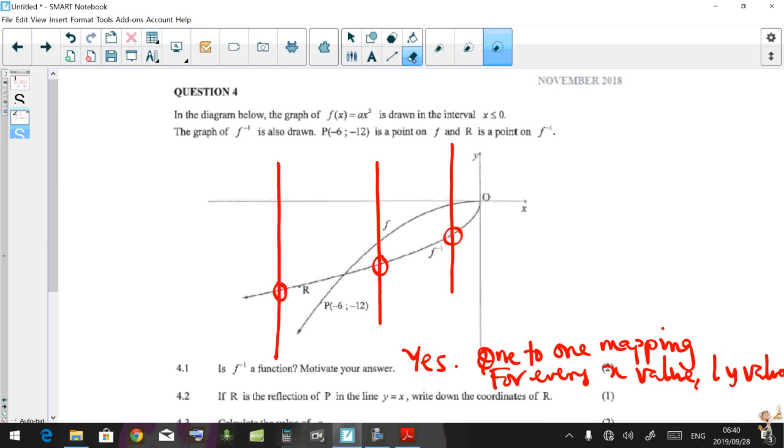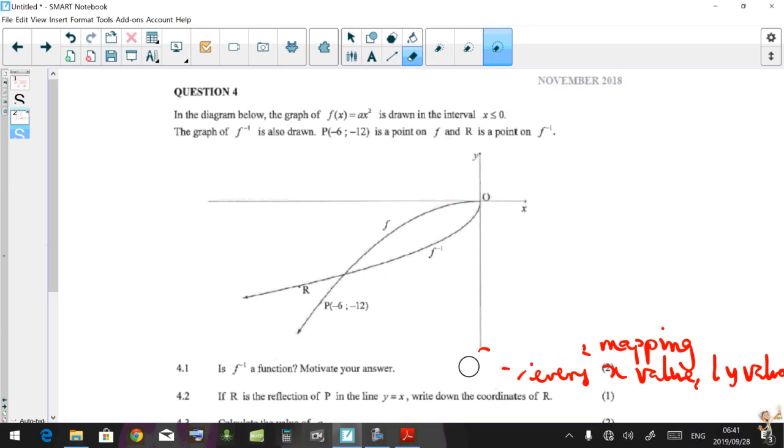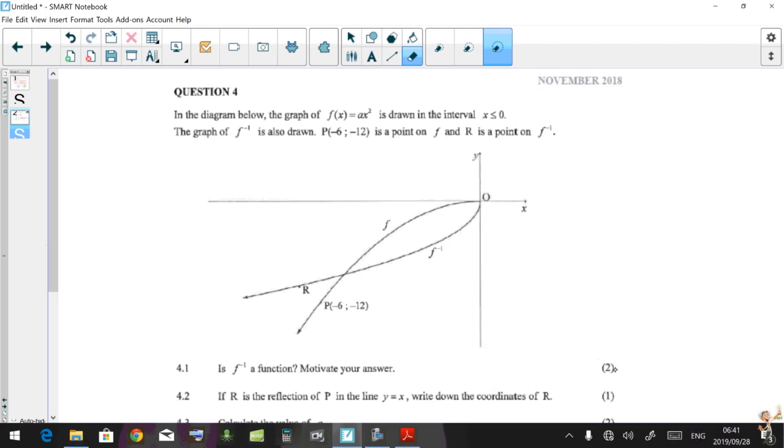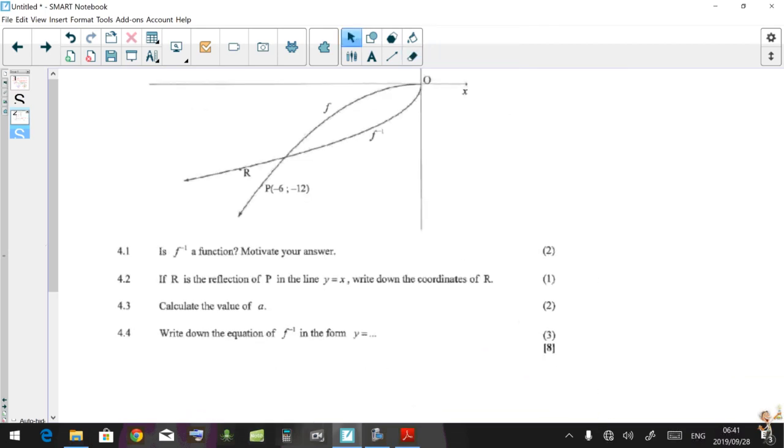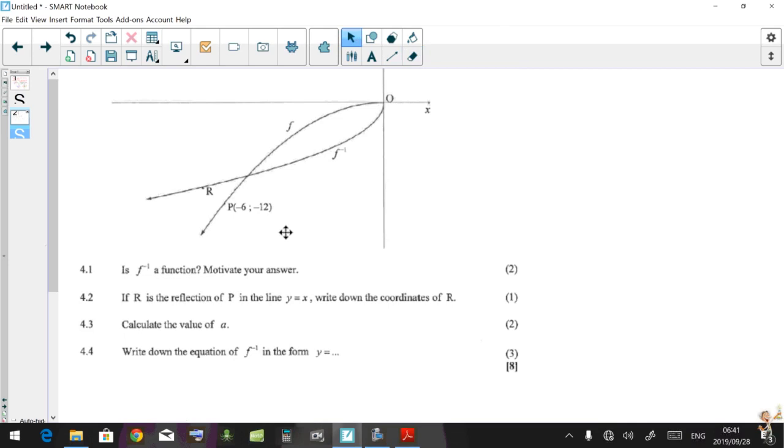Okay. The next question says, I'm going to have to clean this. You can pause if you want to make notes quickly, but for me to create space and work effectively, it's better if I just remove my answers. Now the next question talks about if R is a reflection of P in the line y equals x.